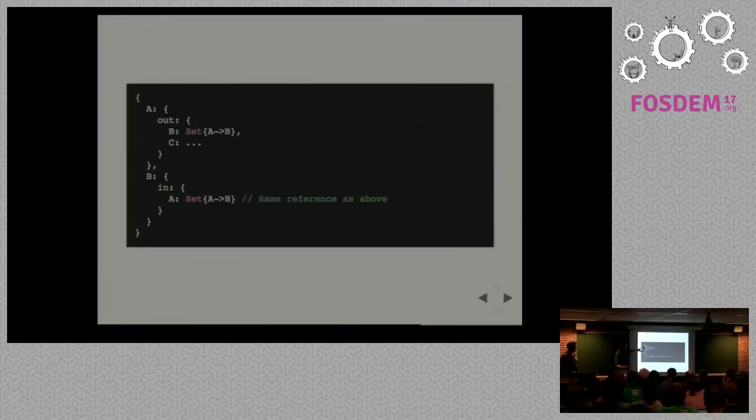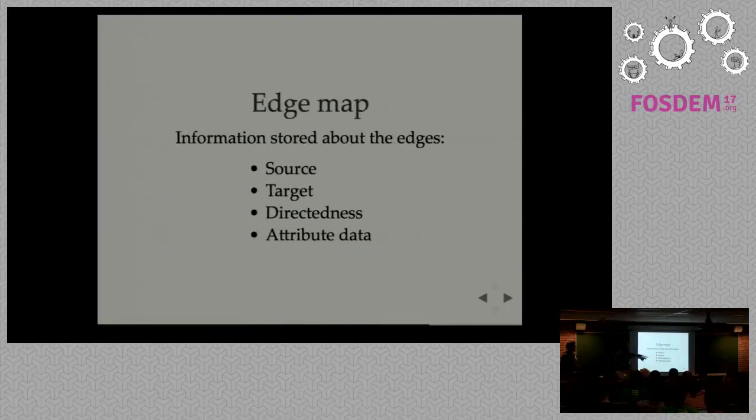So you've got node A, which has out neighbors B and C and so on. And you've got a set of the edges which are related to the path A to B, etc. And the only optimization we run is that this set is actually the same reference as this set. So it means that A out B is actually the same as B in A. And so the edge map is quite similar. You've got the source, the target, the directedness, and some attribute data.